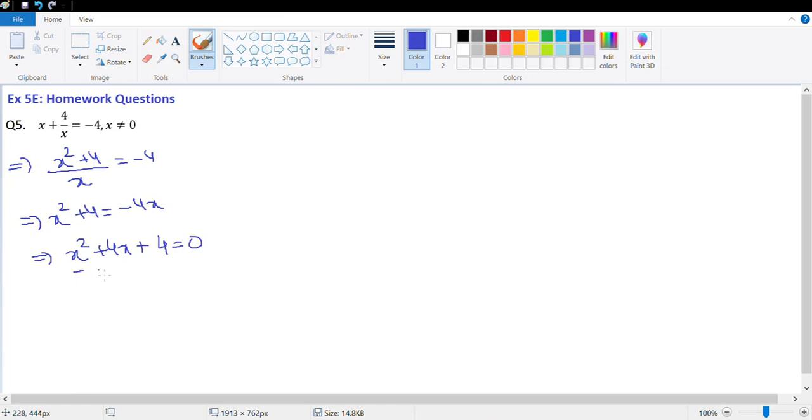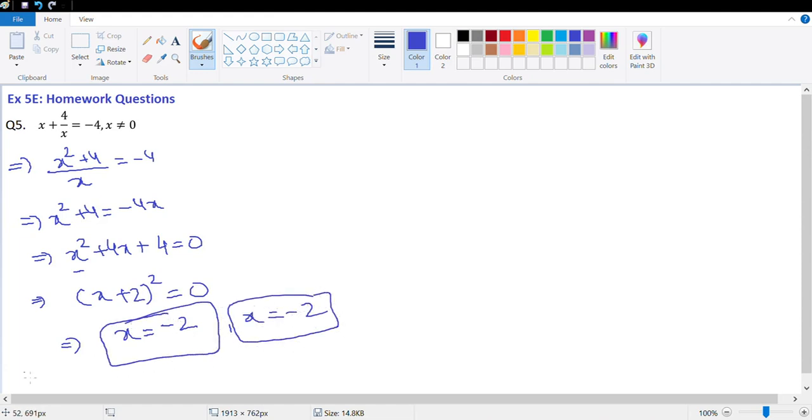This is x plus 2 whole square, which is equal to 0, which means x is equal to negative 2 or x is equal to negative 2. In both the cases, the value of x is negative 2. So that's our answer. x is equal to negative 2. Let's look at the next one.